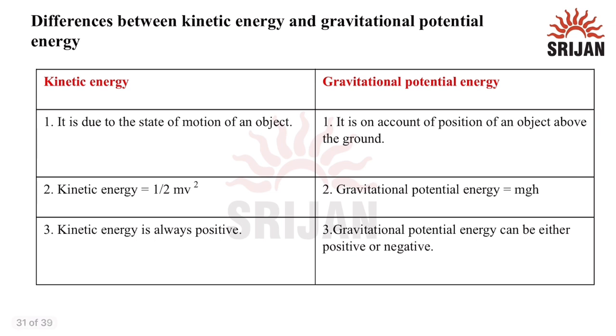Now, what are the differences between kinetic and potential energy? Kinetic energy is due to the state of motion of the object, whereas the gravitational potential energy is on account of the position of the object above the ground. Formula wise, kinetic energy is half mv square, whereas the gravitational potential energy is mgh. Thirdly, kinetic energy is always positive, whereas gravitational potential energy can either be positive or negative.